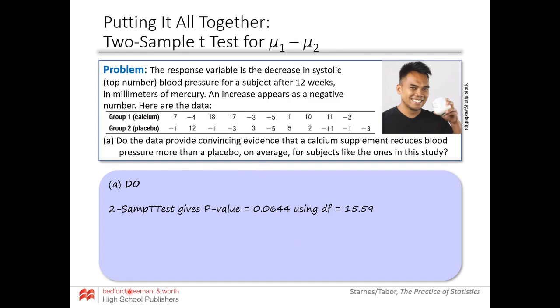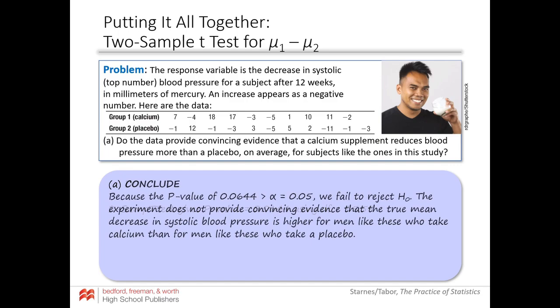So are we going to fail to reject, or are we going to reject the null hypothesis for this one? Because the p-value is greater than alpha, we fail to reject H sub 0. The experiment does not provide convincing evidence that the true mean decrease in systolic blood pressure is higher for men like those who take calcium than for men like these who take a placebo.